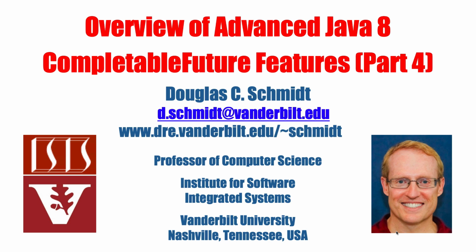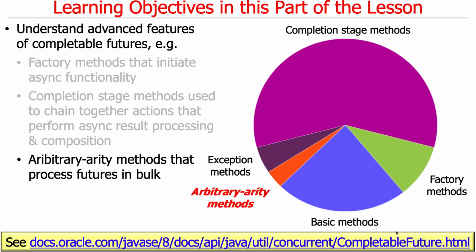So now that you know quite a bit about completion stage methods, the more advanced features in completable futures, let's talk about the final piece of the puzzle, which are the arbitrary-arity methods. And as you can see from the pie chart here, that's the smallest of the different types of methods that are part of the completable futures interface. There's only 2 of them.